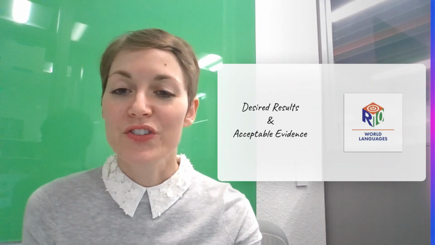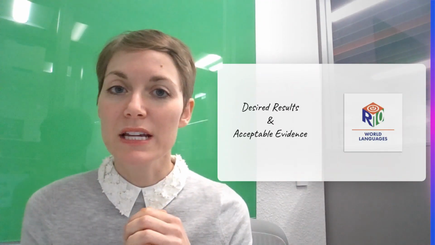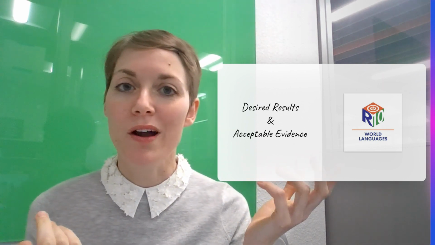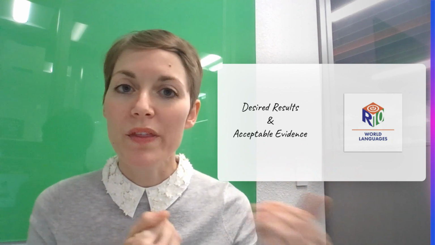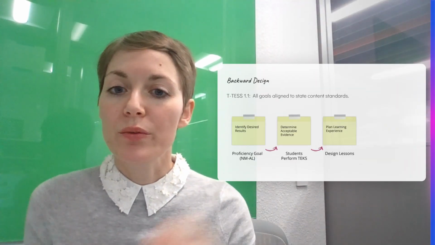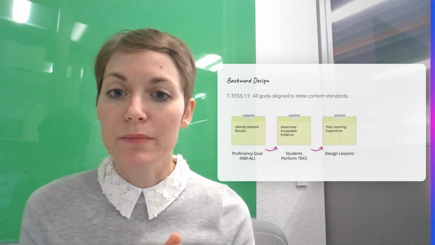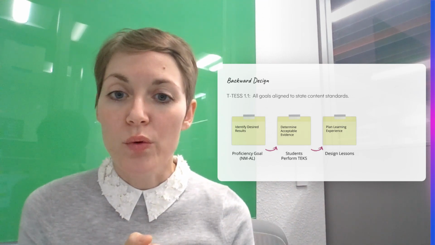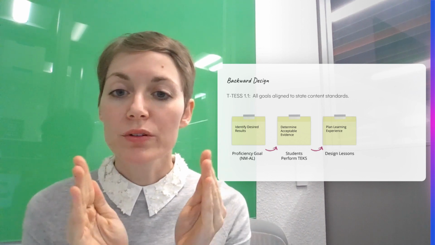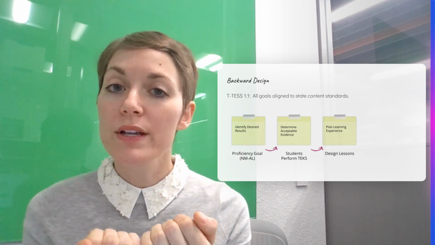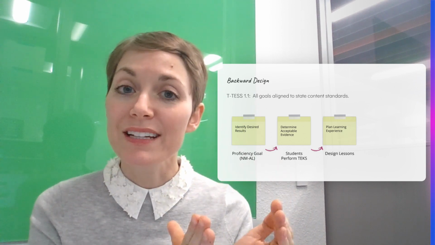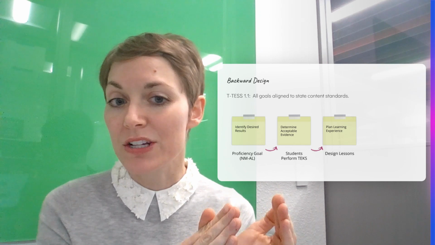Now that we know all the major sections of the TEKS and how to read them, let's see if we can pinpoint what the TEKS actually want us to teach. We know we want the kids to communicate, but how do we know if they're communicating? This is a quick review on backward design. T-TESS Dimension 1.1 says that all goals for learning should be aligned to the state content standards. In world languages, those desired results are always going to be the proficiency level, or the performance level, because they're doing it in class. The acceptable evidence is if kids can do the student expectations in the TEKS.